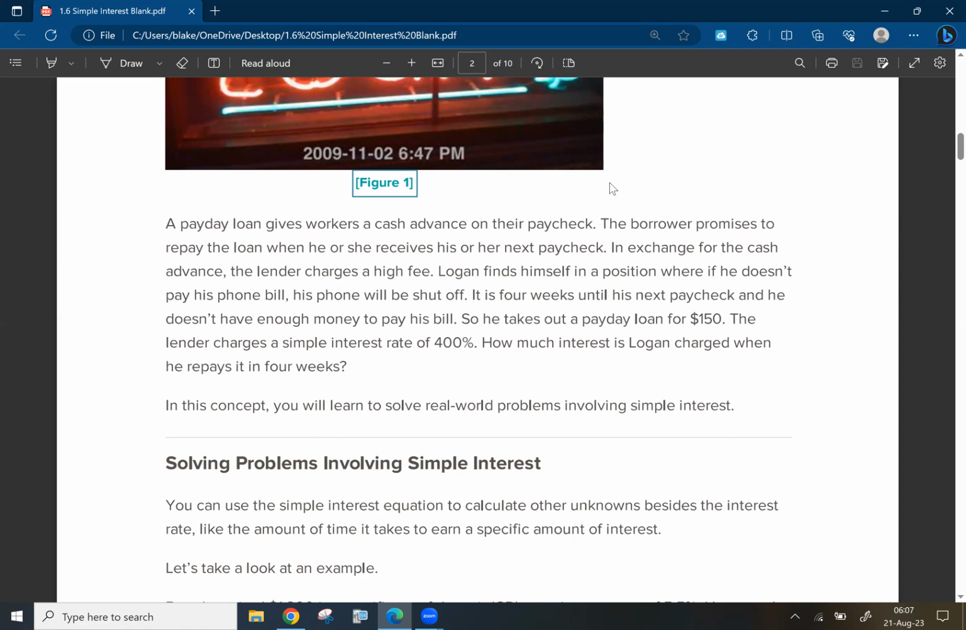Let's hope you're not in this situation ever, because this is terrible. In this concept, you will learn to solve real world problems involving simple interest.